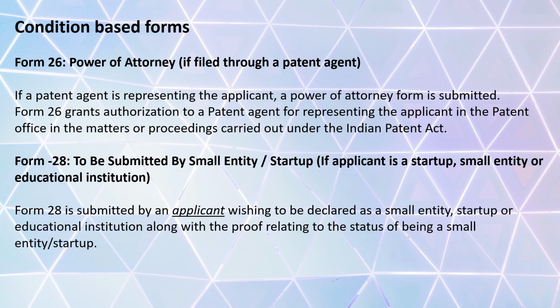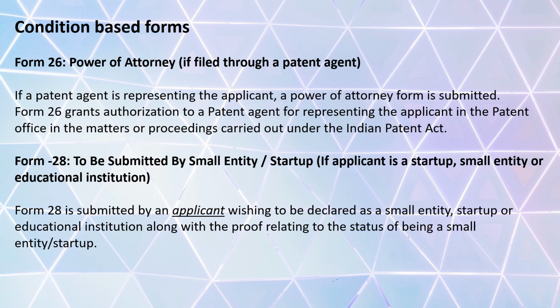The second condition based form is form 28. Now form 28 is a form which is submitted by startups, small entities, which means small businesses, and educational institutions. Why Form 28 is there is because the patent office has provided a lot of advantages to startups, small businesses, and educational institutions. One of the biggest advantages is in terms of the cost. The cost for filing a patent application for these entities is much lesser compared to an MNC or a large entity or large corporation.